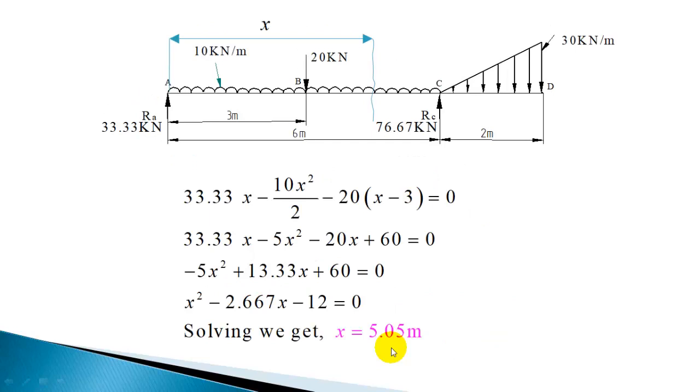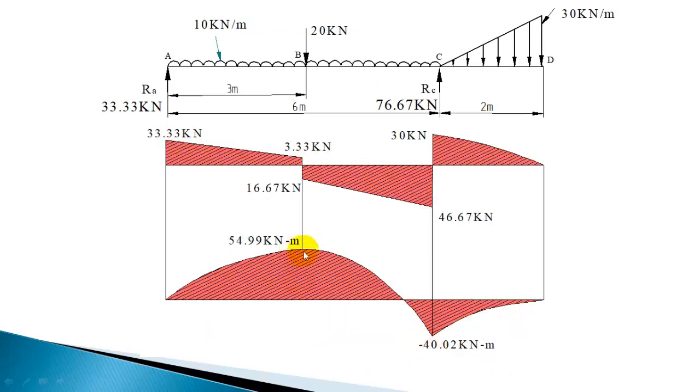So we got the point of contraflexure. So we have completed the shear force diagram and bending moment diagram, and marked the peak bending moment also. We got the peak bending moment as 54.99 and maximum shear force is 46.67. This part is negative, so I have not marked it here, but it's negative. But even though it's negative, that numerical value you should take, whether it's a bending moment or shear force. Sign should not be considered for the maximum shear force or bending moment. So maximum shear force is 46.67 and maximum bending moment is 54.99.